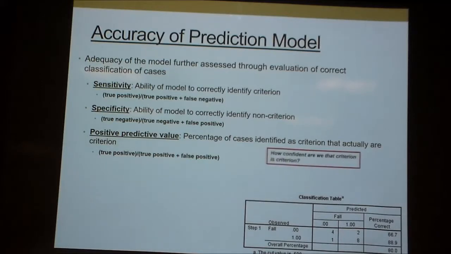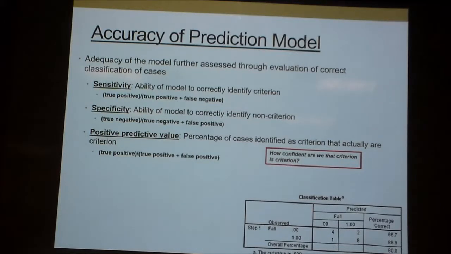Again, this is going to tell us how confident we are that a criterion is a criterion. If I say someone is a case, how confident am I that they are a case, right? This is different than our sensitivity. Sensitivity is how many of the cases we captured in our model. This is saying if we do capture a case, what's our confidence that this is a case, right?